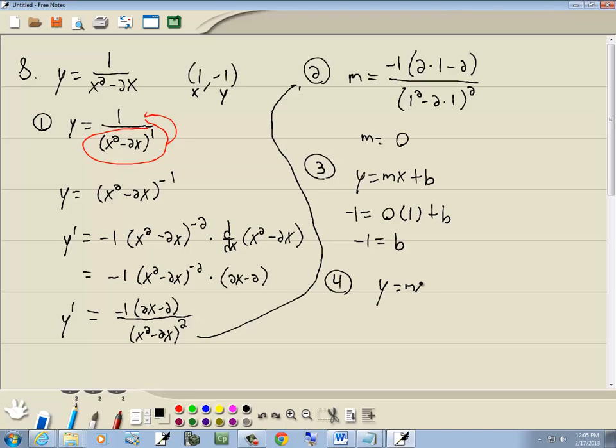And then step 4. We were asking for the equation of the line, so plug in what we found. In step 2, we said m was 0, and in step 3, we said b was negative 1. Which then, 0 times x drops away, and we end up with y is equal to negative 1. And that's our answer.